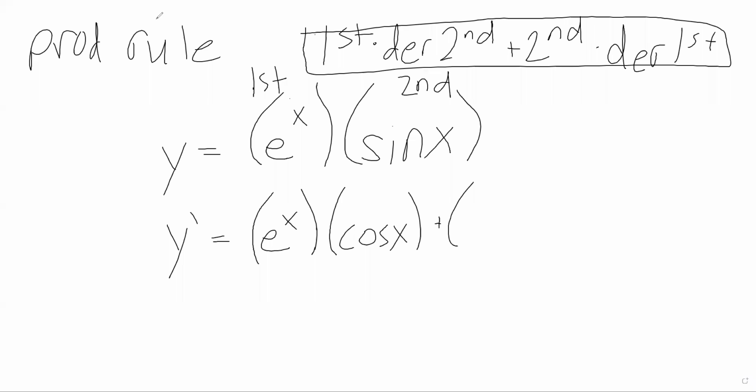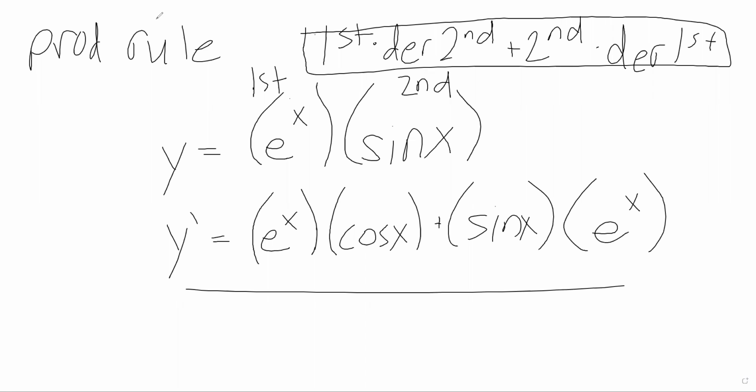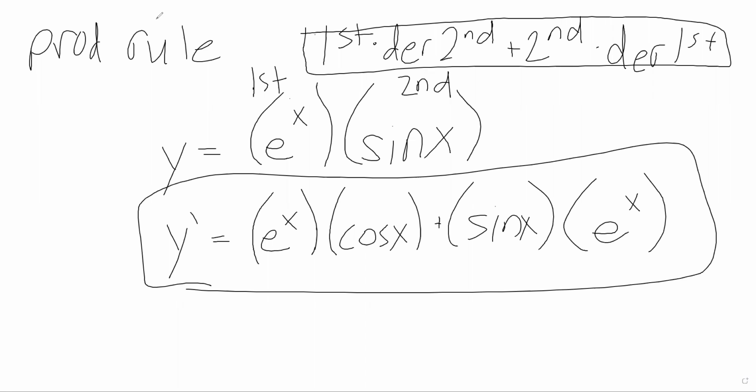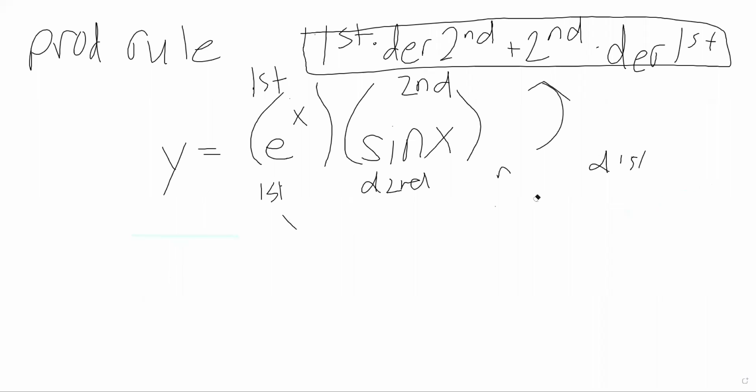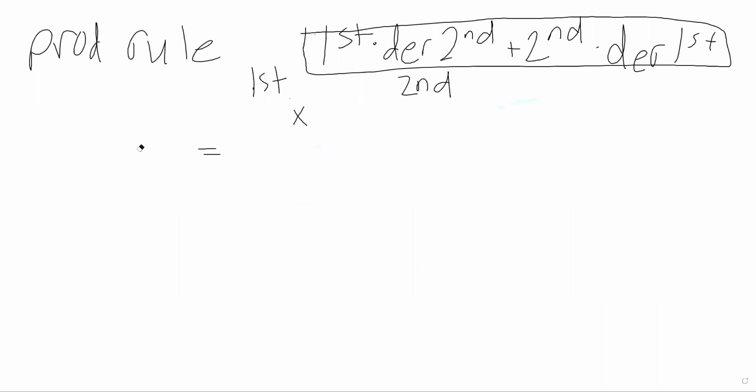Don't do that. Times the second, so it'll be sine of x. Don't want to take the derivative there. Times the derivative of the first, but the derivative of e to the x is still e to the x. So that would be our answer. And always go back and just check it with this. So we have our first times the derivative of the second plus the second times the derivative of the first. Yep, okay, looks good. So now moving on to the quotient rule.